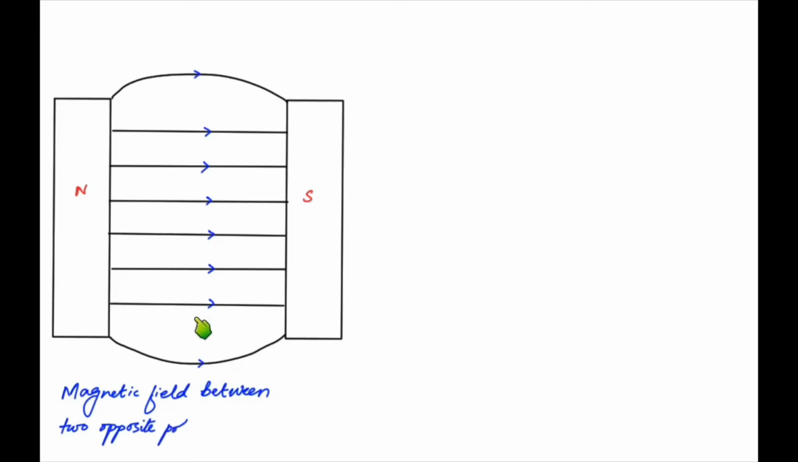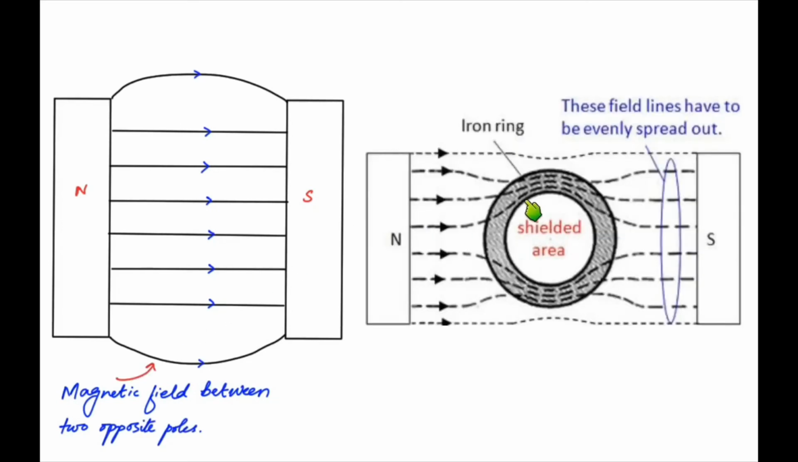Now if you place the iron ring between the two poles, the magnetic field lines will not be the same. They will be disturbed, and now these magnetic field lines are passing through the iron ring. The most important part is that no magnetic field line is passing through the region inside the iron ring, which means this region which earlier had magnetic field lines is now shielded from the magnetic field lines, so there is no magnetic field line from the outside passing through it.